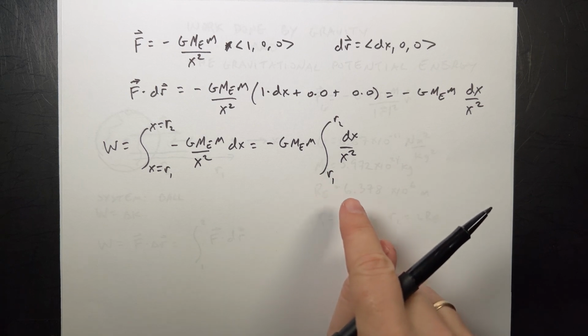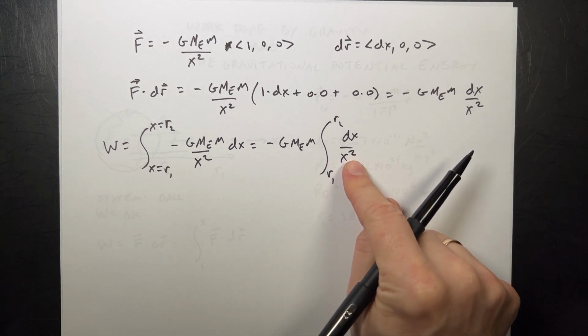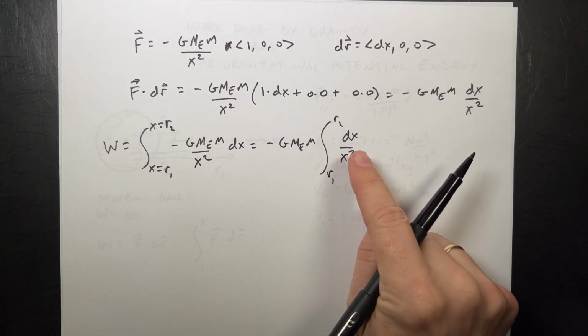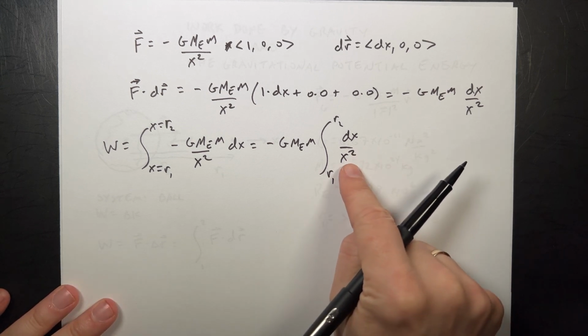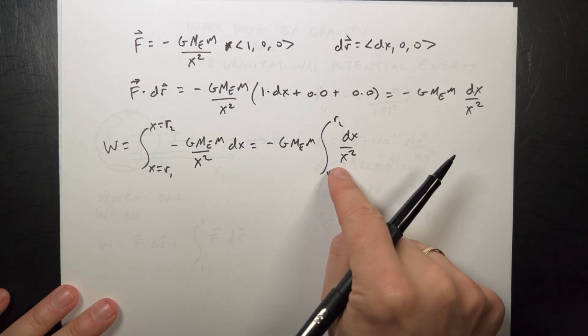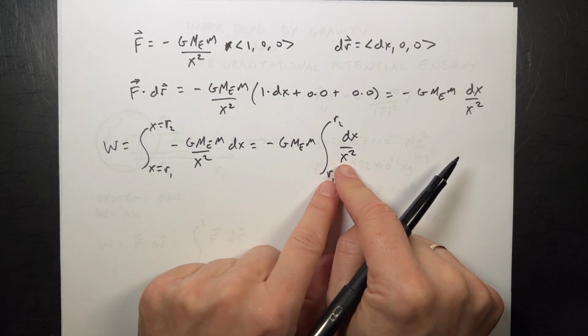So we're thinking about what would I take the derivative of and get that? And the answer is x to the negative 1. If I have x to the negative 1 and I reduce the power by 1, I get x to the negative 2, and that's what that is. But I need to include a negative sign in there too.